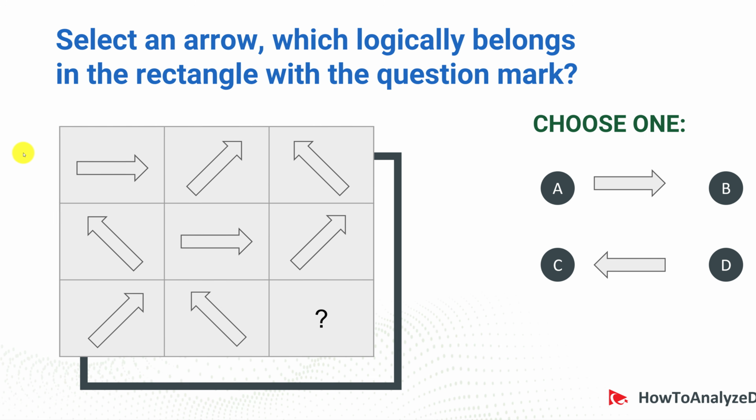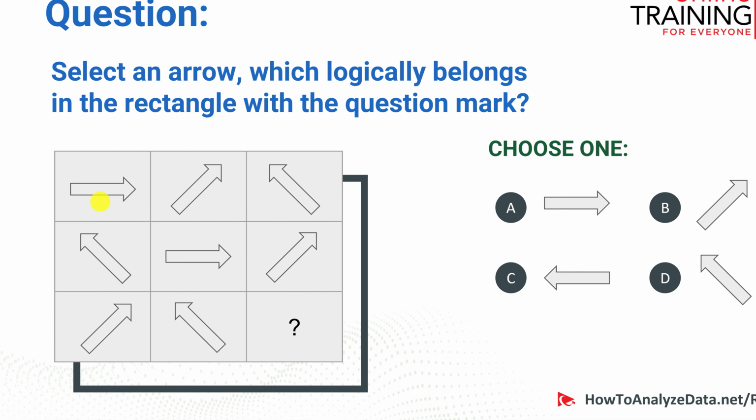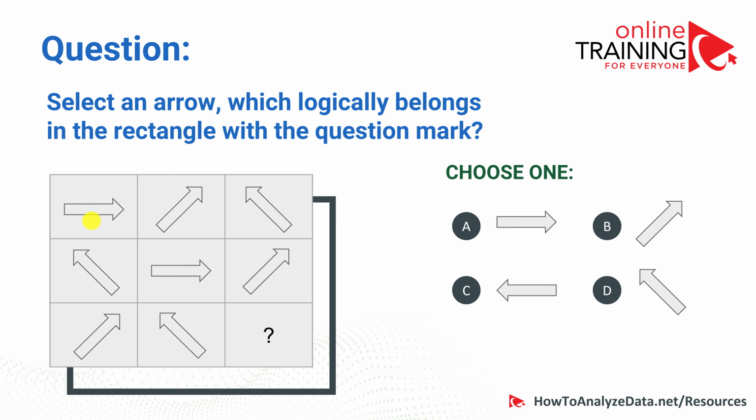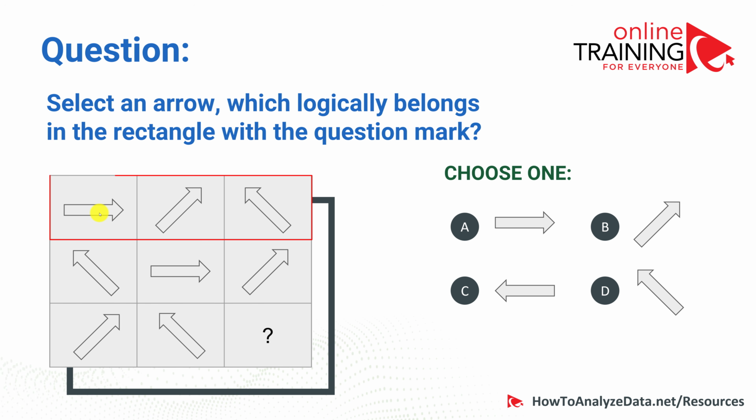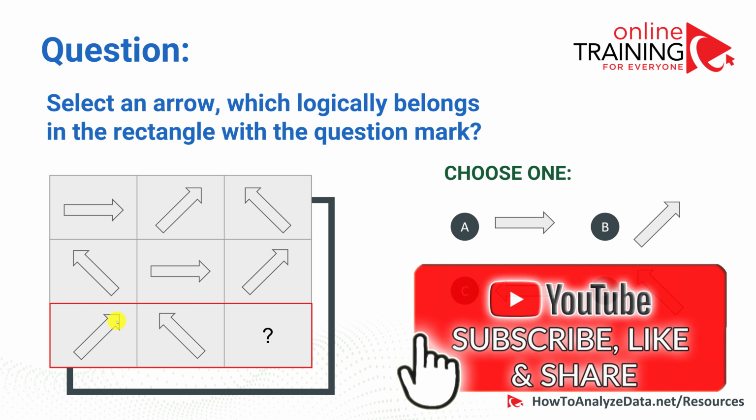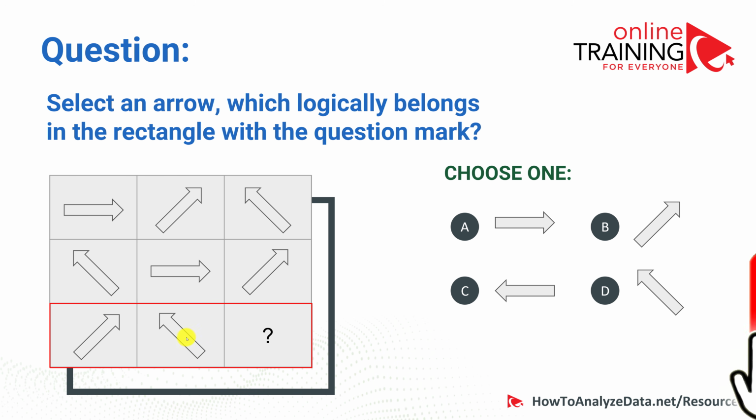The key here is to identify the pattern. Each row and each column contains unique arrows. In the first row, we have arrow pointing to the right, upper right, and then to the upper left. Then upper left, right, and upper right. So here we have upper right, and then we have arrow pointing to the upper left, and what's missing is the arrow pointing to the right. And that would be the right answer. And the arrow pointing to the right would be choice A.